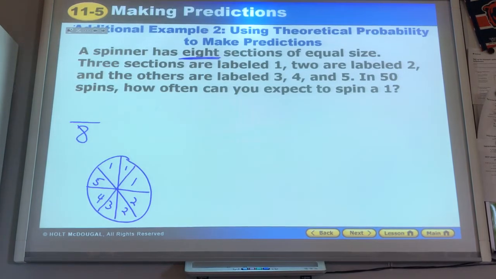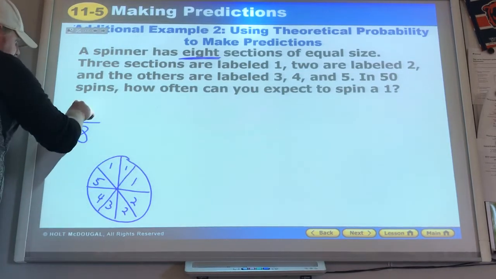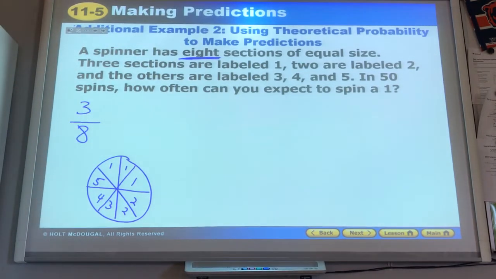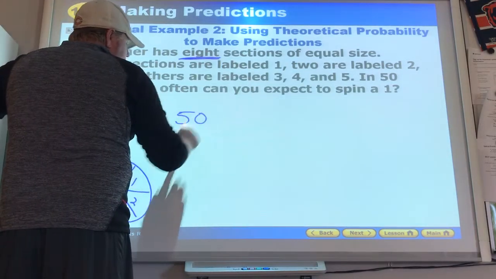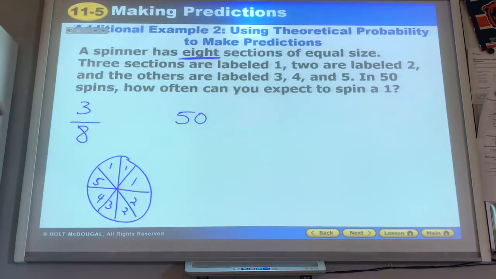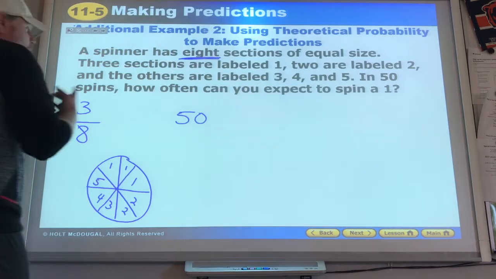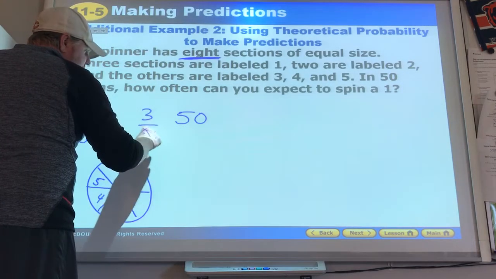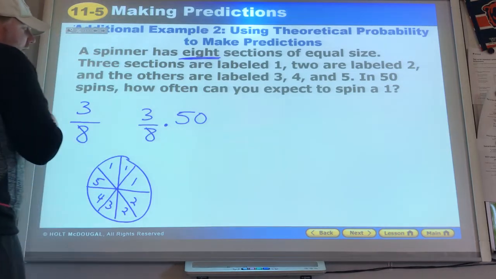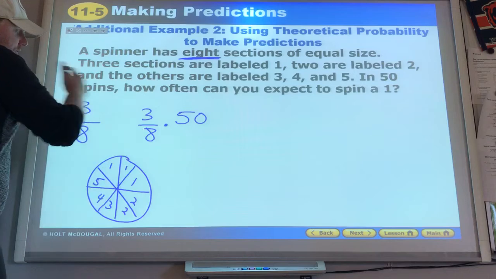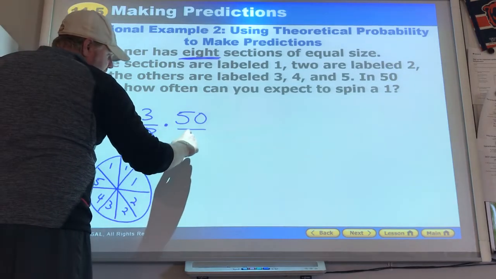How often can you expect to spin a 1? Well, 3 of the 8 are what I want, so 3/8 of the time. We found out how often we can do that. Now, if we spin 50 times, how often will we get that? Just like before, we can take 3/8, that's our prediction, the percent written as a fraction, and we can multiply it.